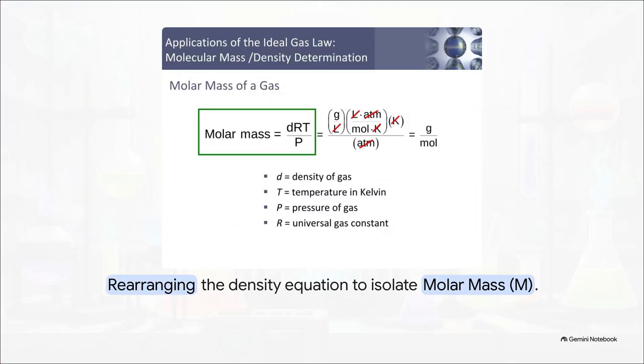Moving right along, Section 2: forging the tools, calculating molar mass. To arrive at that unique mathematical fingerprint of a gas, we take our density equation from earlier and do a little bit of algebra. We multiply both sides by R and T and divide by P. That leaves us with capital M, molar mass, isolated all by itself. Molar mass equals density times the gas constant times temperature divided by pressure. And if you check the math, notice how the units perfectly cancel out. Atmospheres cancel atmospheres, Kelvin cancels Kelvin, liters cancel liters, and we're left with exactly grams per mole.